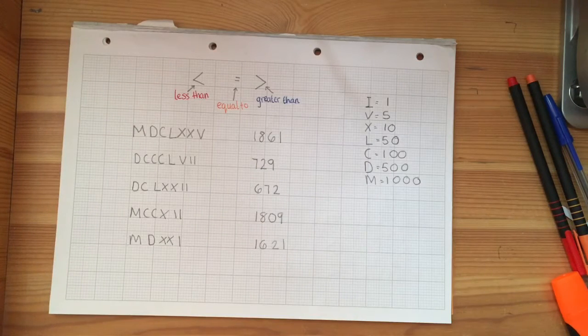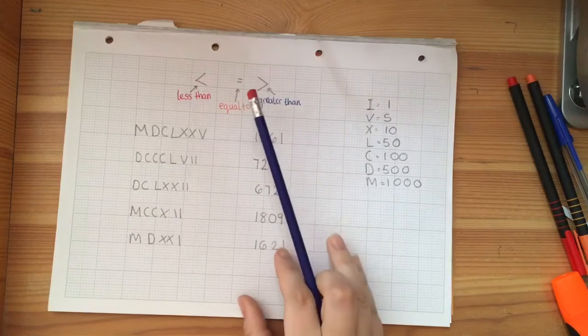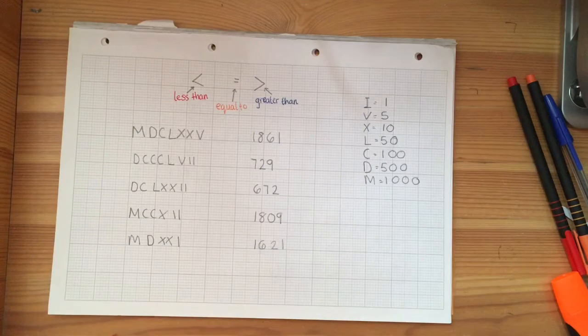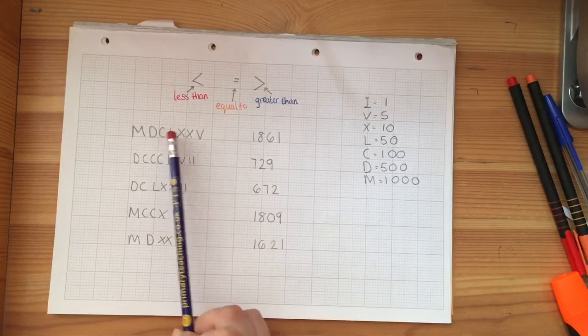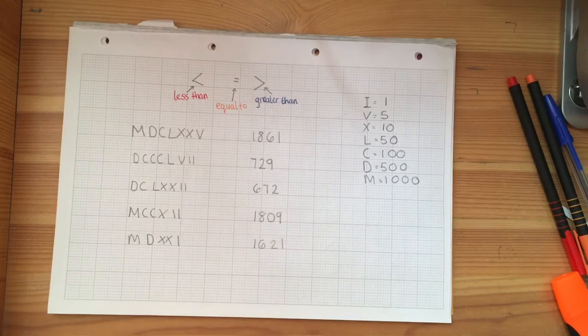So I've got 5 numbers here for you to have a look at. I've got the less than, equal to and greater than written at the top for you, and I've got your Roman numerals down the side. So I want you to pause the video now and see if you can work out whether the Roman numerals are less than, equal to or greater than the numbers on the other side.